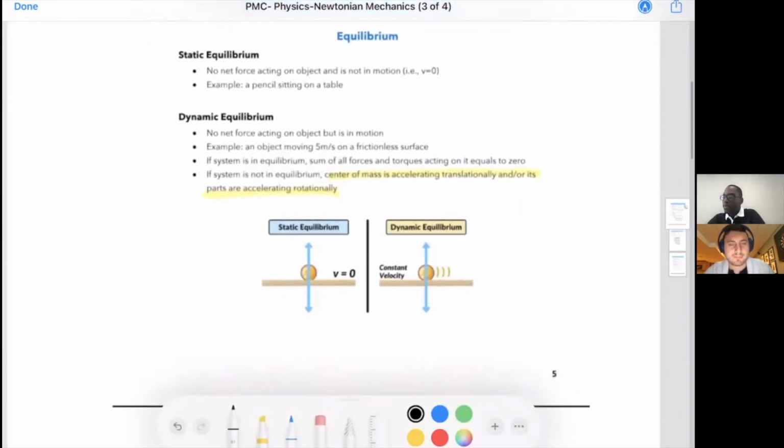Okay. So then we can move on to equilibrium. So again, what do you know about equilibrium and that difference between static and dynamic? I feel like I'm not as comfortable with this topic. I'm not really sure. Can you explain it?